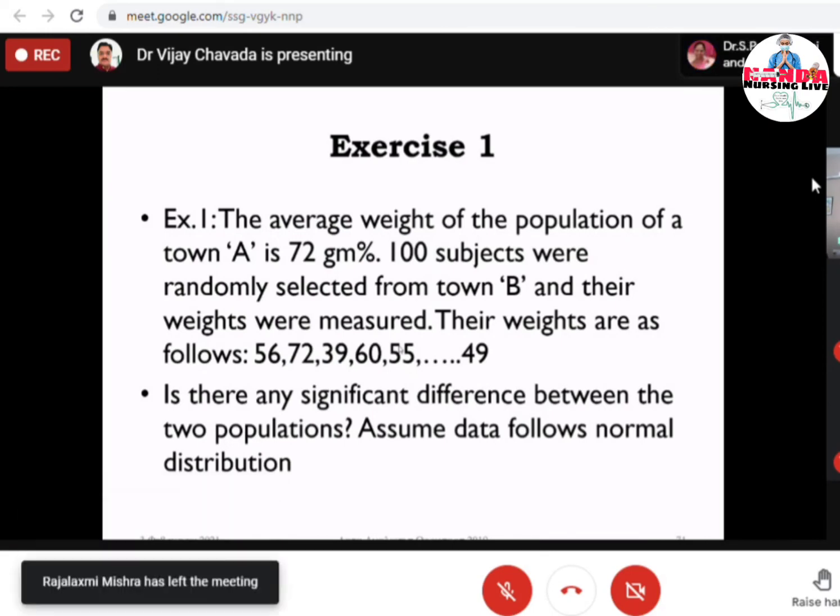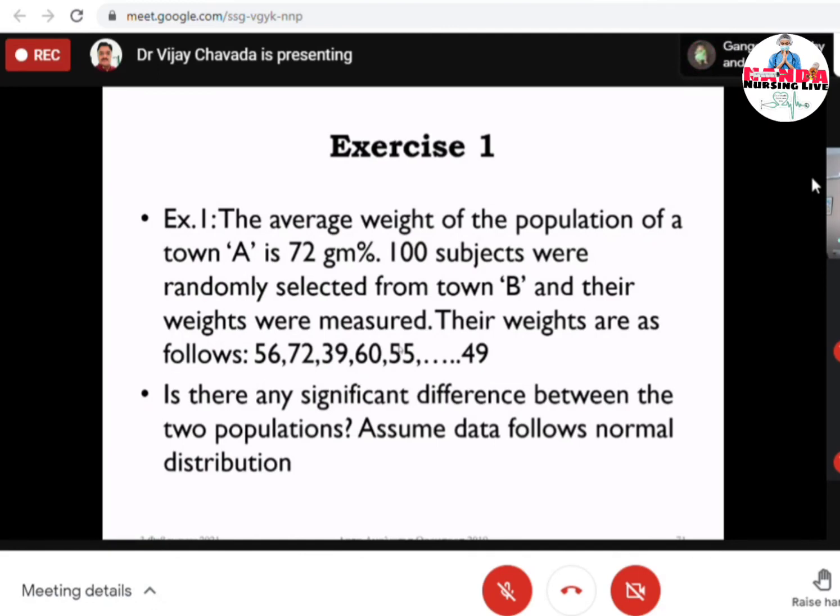Here they are comparing two towns, town A and town B. For town A, the average is given. For town B, they have given 100 measurements and they have asked whether the two towns differ in average. They have added one sentence: assume data follows normal distribution.